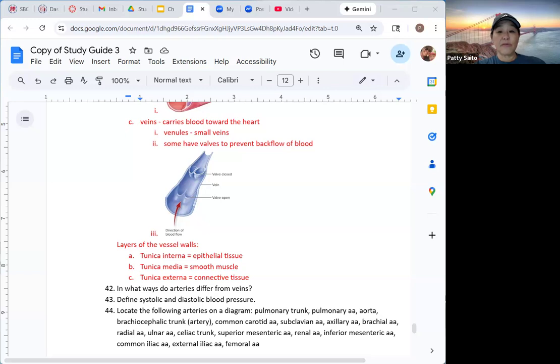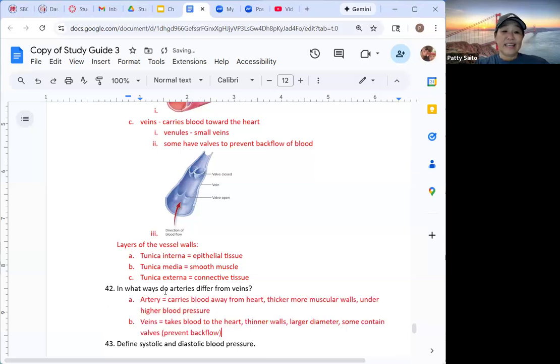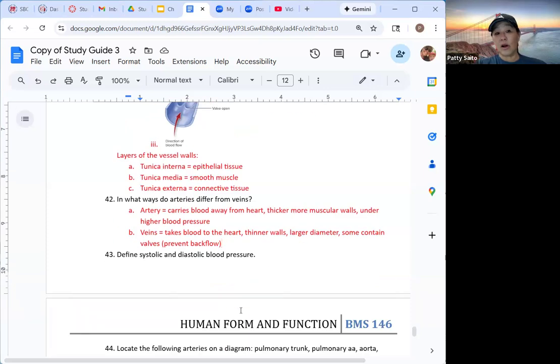This next question is about veins versus arteries. How do we tell the difference? And I've already kind of mentioned the direction of blood flow. Arteries carry blood away from the heart, veins toward the heart. Because arteries are moving blood away from the heart, they're under higher pressure. And because of that, they have to have thicker, more muscular walls. So their tunica media is thicker because of the higher pressure.